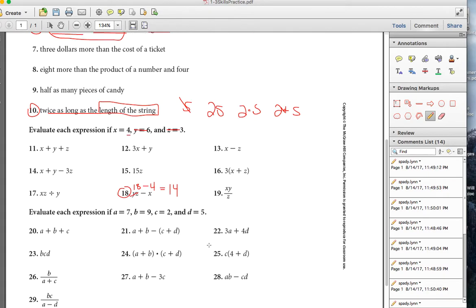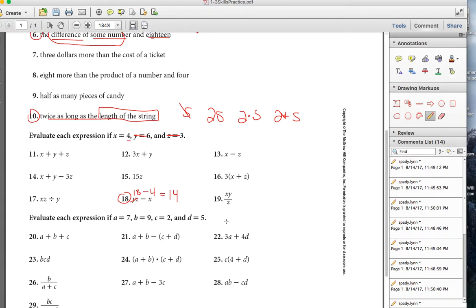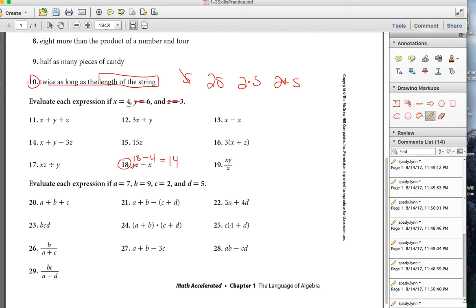And finally, at the bottom here, let's do a couple of these. 22, 3 times a. 3 times 7 is 21. 4 times d, 4 times 5 is 20. And 21 plus 20 is equal to 41.